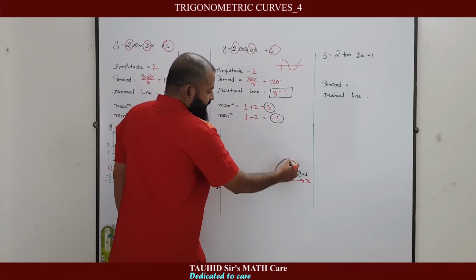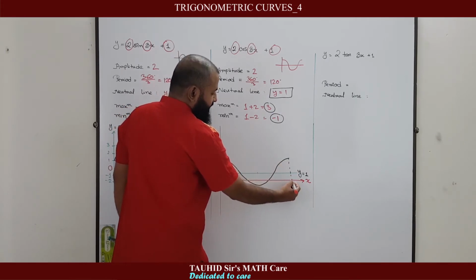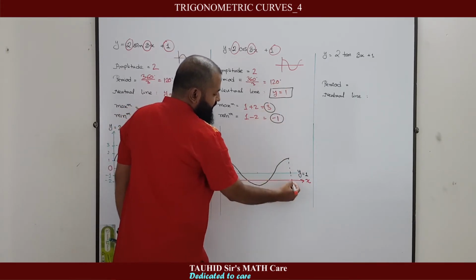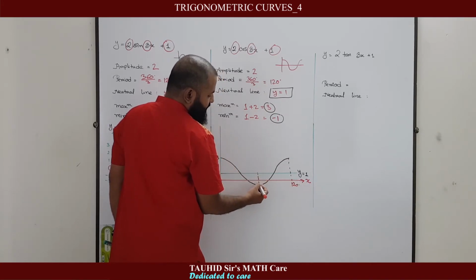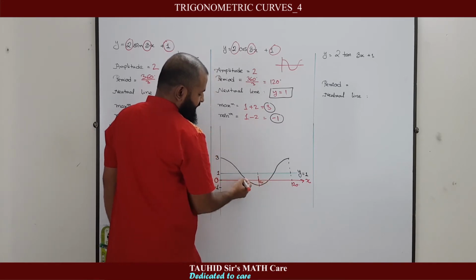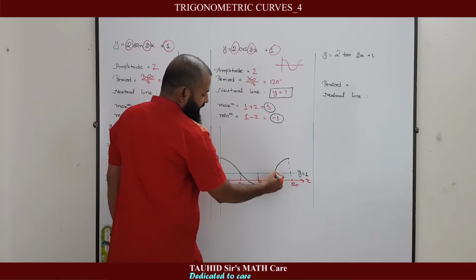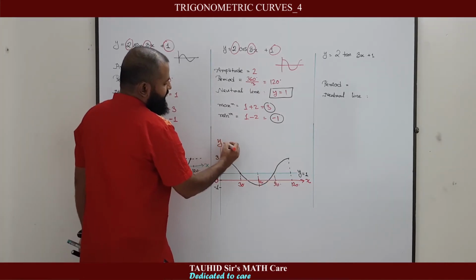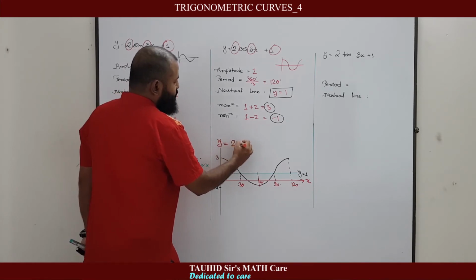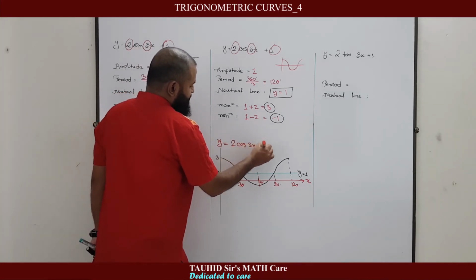Now we will use the period here at the end point. The period was 120. We will divide it in half. This point will be 60 degrees. This point is 30 degrees and this point is 90 degrees. And this is the curve of y equal to 2 cos 3x plus 1.